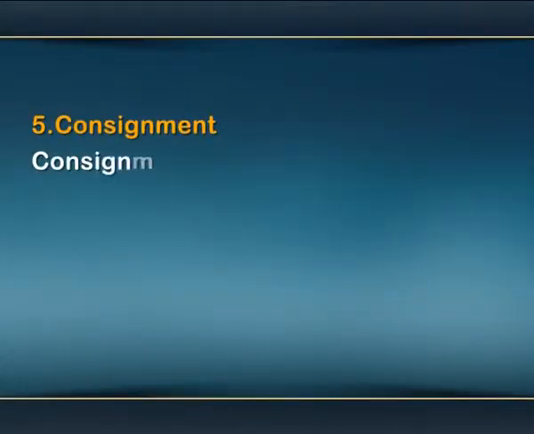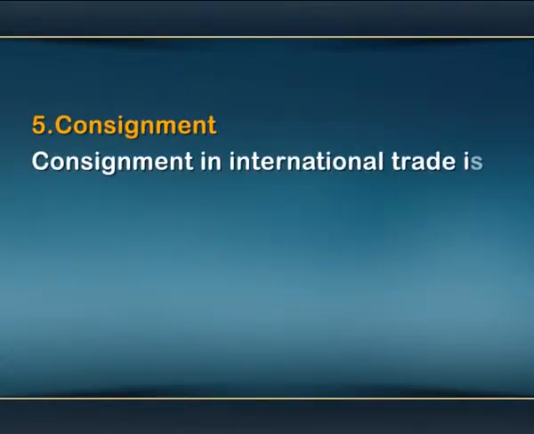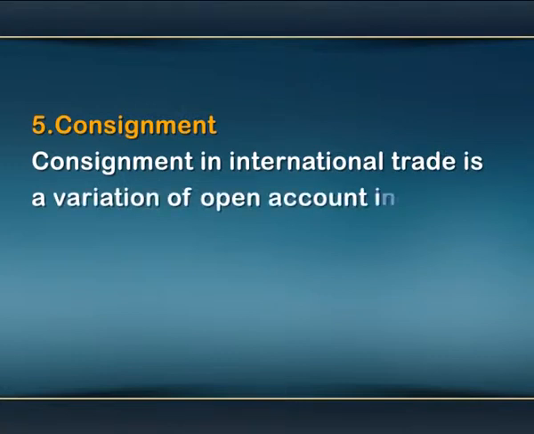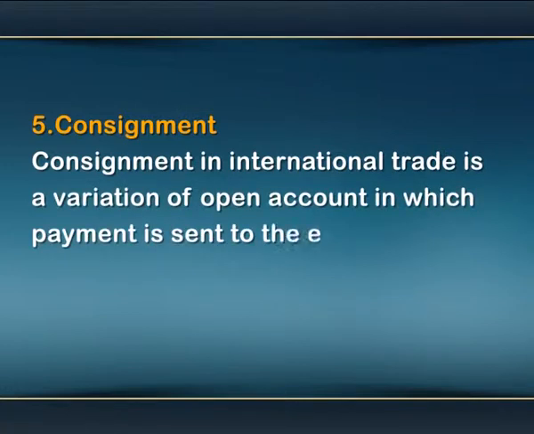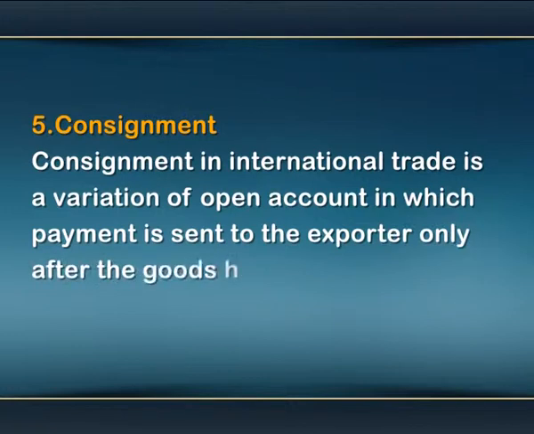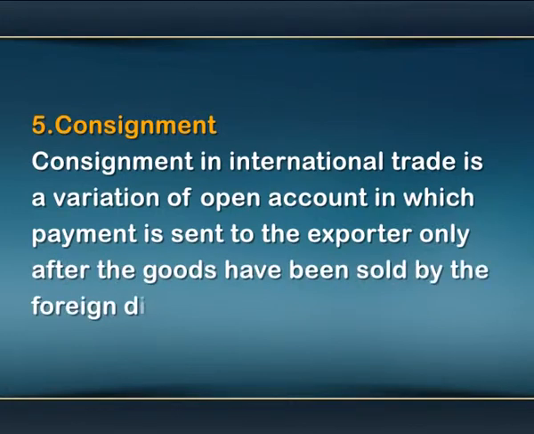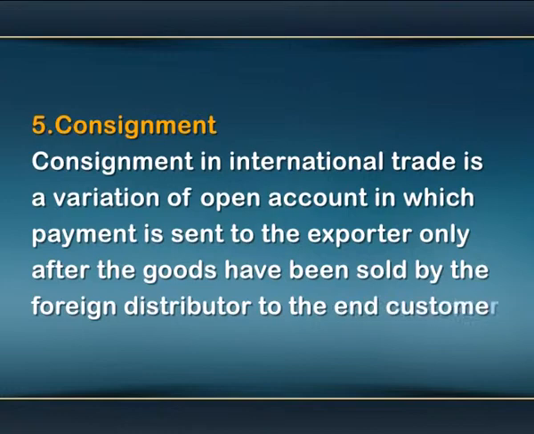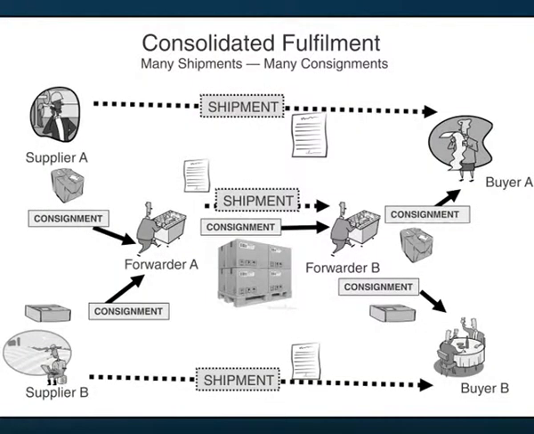Fifth, consignment. Consignment in international trade is a variation of open account in which payment is sent to the exporter only after the goods have been sold by the foreign distributor to the end customer. An international consignment transaction is based on a contractual arrangement in which the foreign distributor receives, manages and sells the goods for the exporter, who retains title to the goods until they are sold.